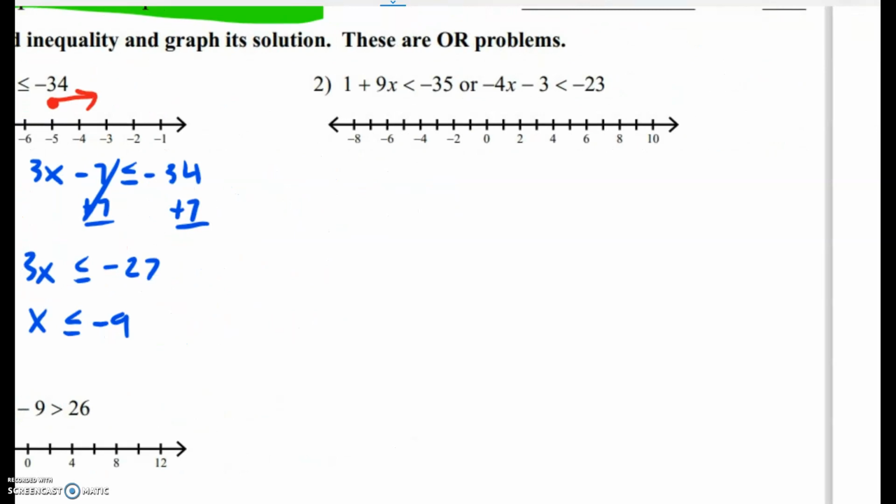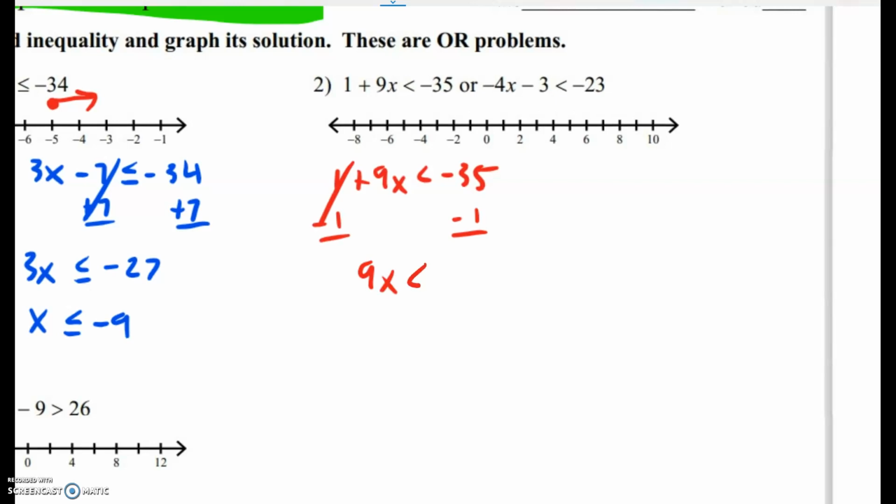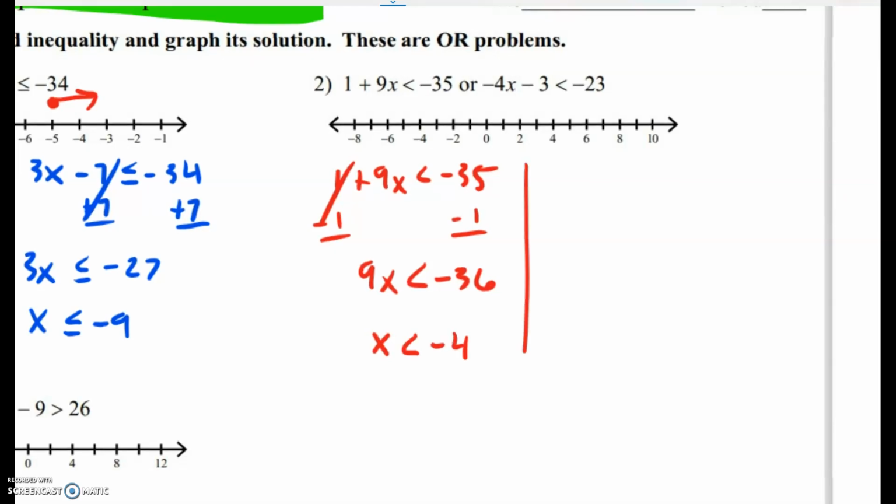Number 2. Start with the first one. Let's just solve it like it was a normal inequality. 1 plus 9x is less than negative 35. Subtract 1. 9x is less than negative 36. Divide by 9. Negative 36 divided by 9 is negative 4. So one solution is x is less than negative 4.